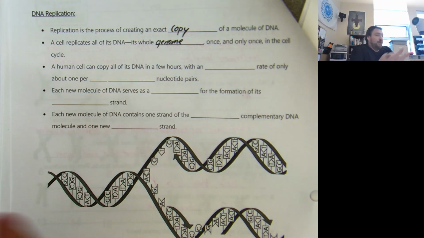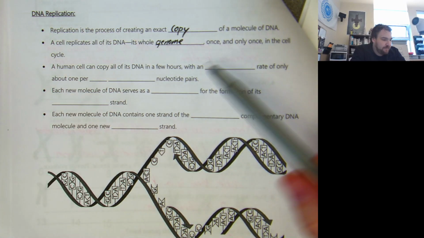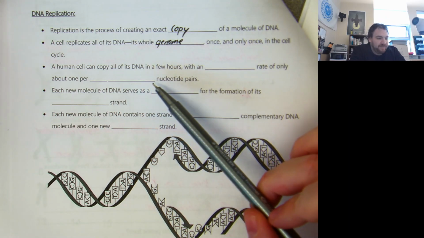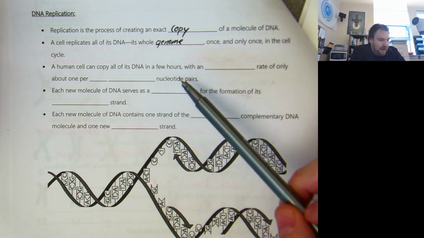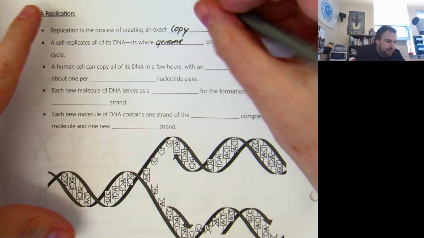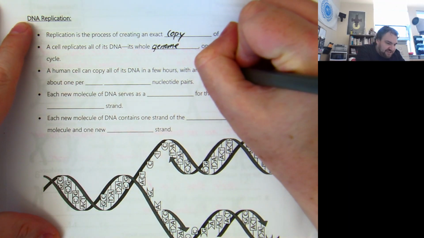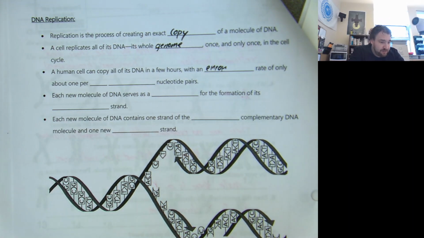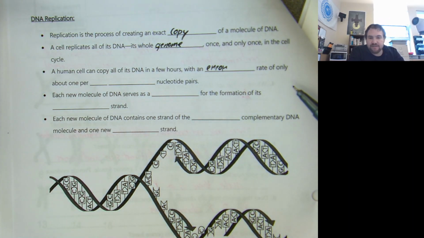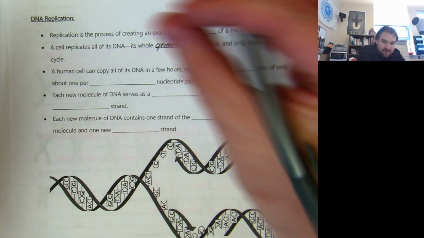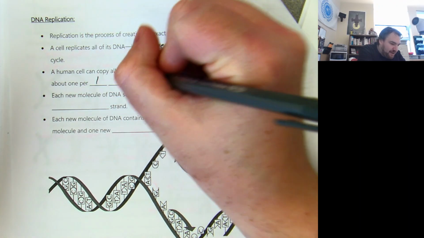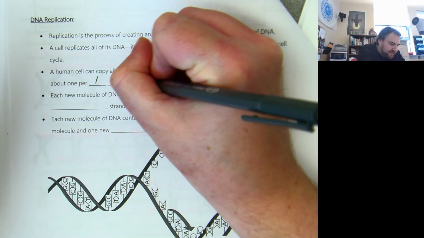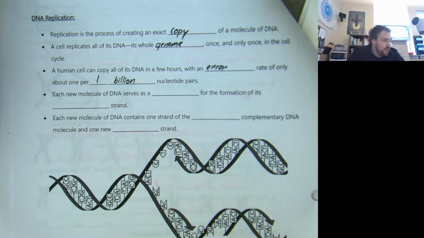So in that way, your body is able to speed up the process. A human cell can copy all of its DNA in a few hours, which is wild to think about, with an error rate. Mistakes get made, it happens, but the error rate is only about 1 mistake per 1 billion nucleotide pairs. 1 mistake in 1 billion pairs.